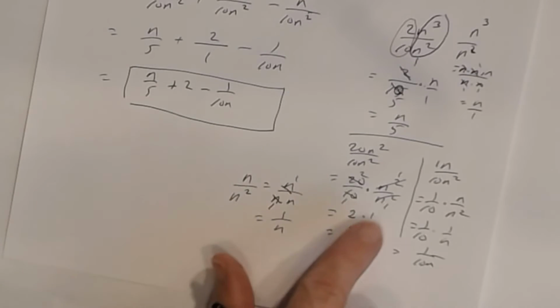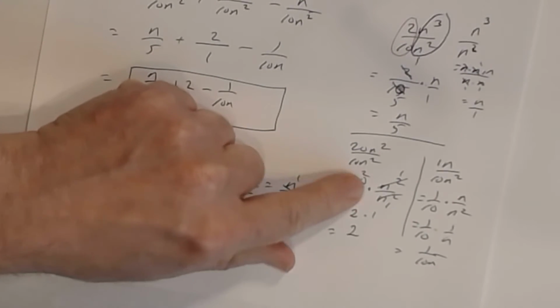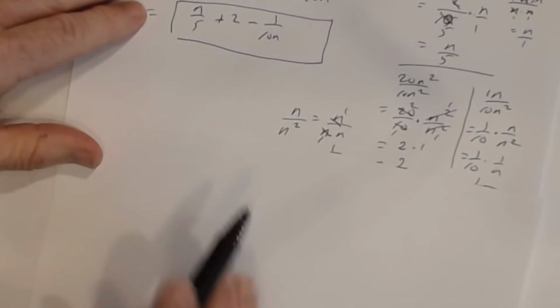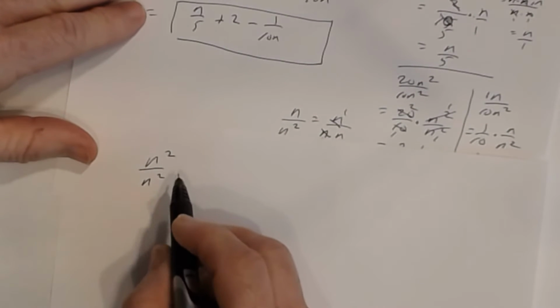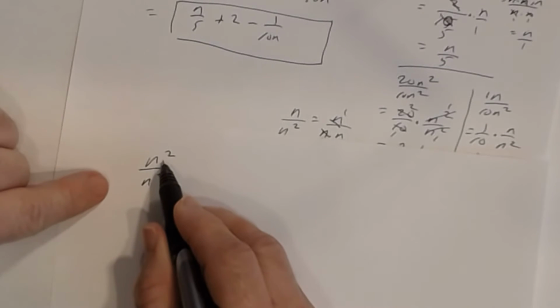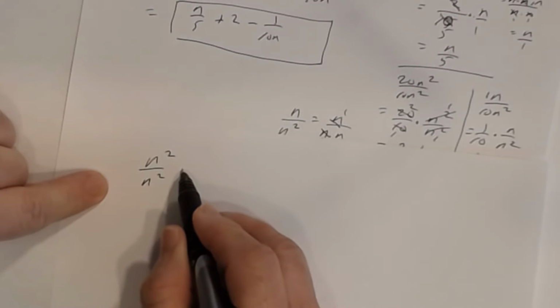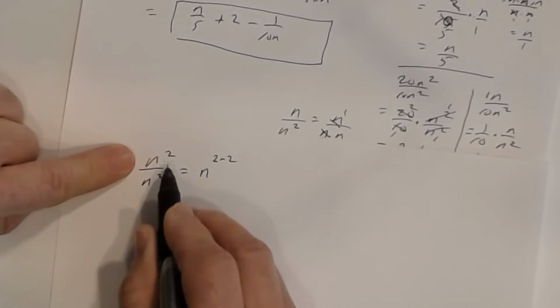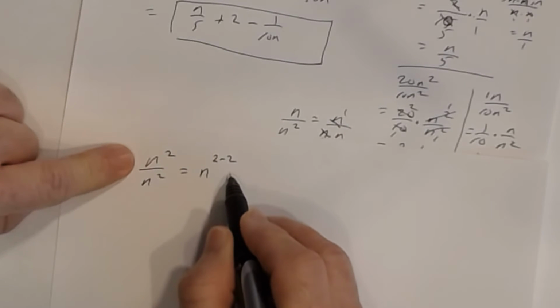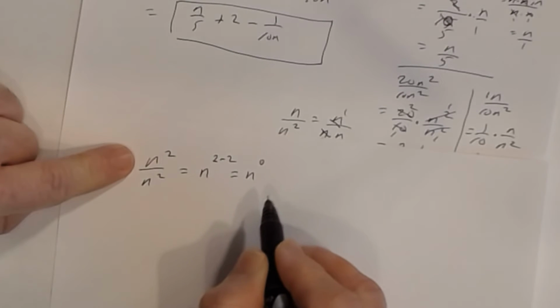Okay, so you see this right here where I had n squared divided by n squared? You know that when you divide like bases, you subtract exponents. So that becomes n to the 2 minus 2. Well, 2 minus 2 is 0. So that's n to the 0 power.